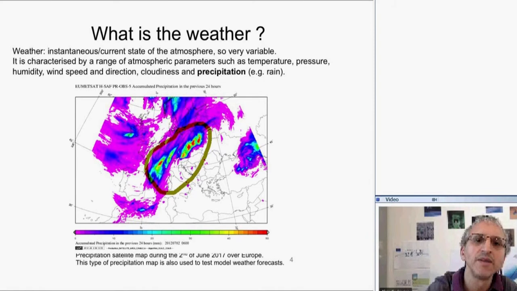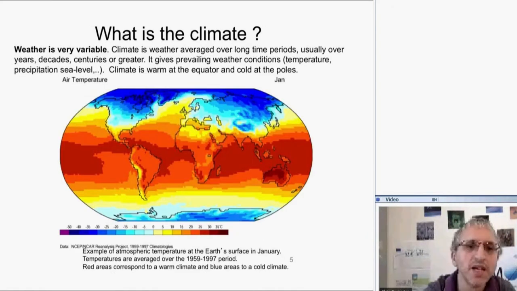So what is climate? Because the weather is very, very variable, climate is the average weather over long time periods. Usually it's over years, decades, centuries, or greater, so from 10 years to thousands or hundreds of thousands of years. Climate gives the prevailing weather conditions over an area. It's the same atmospheric parameters as the weather, typically temperature and precipitation, but also sea levels, etc. You've got a range of parameters.